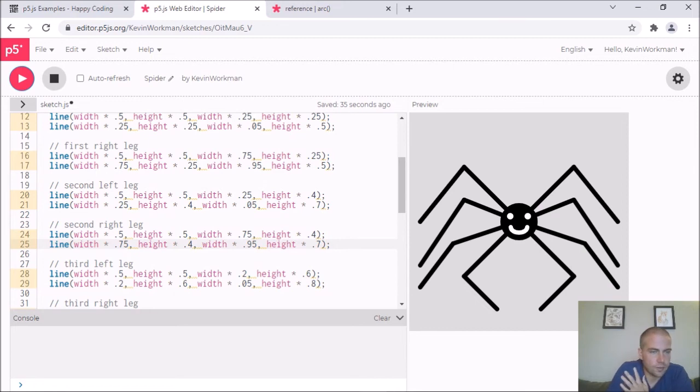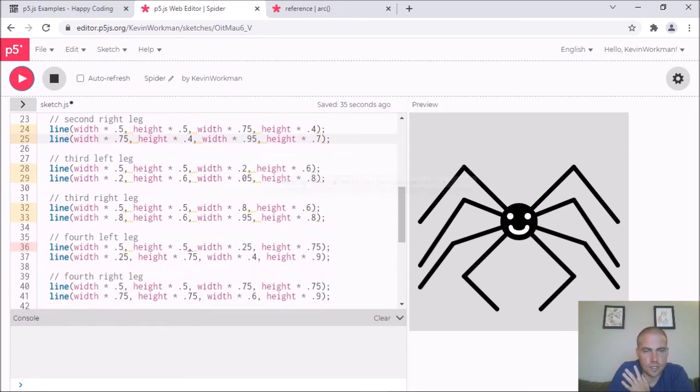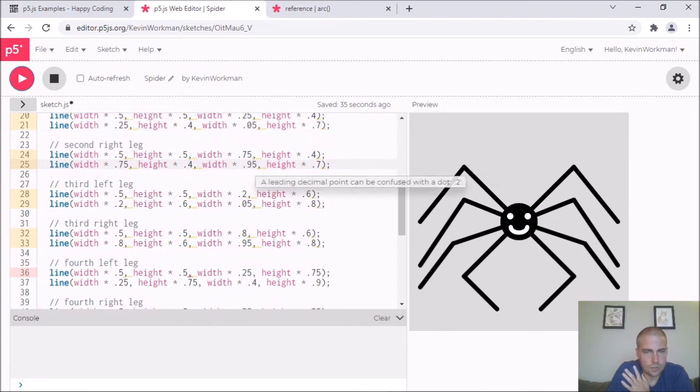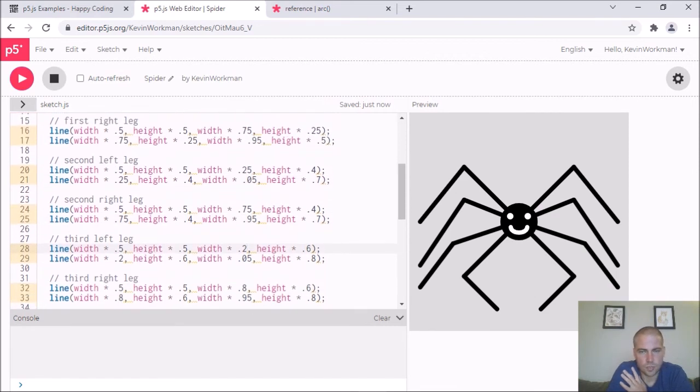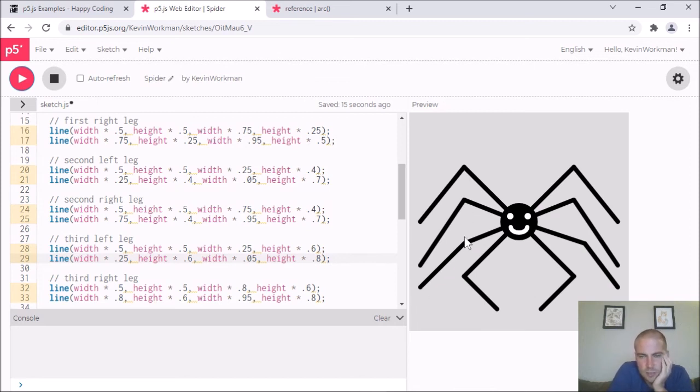Okay, so let's go to the third left leg. Right now it ends at width times 0.2, which I want to be 0.25. Is that right? 0.25, yeah, I think so. So it's not going to move much, it just moves a little tiny bit. Oh wait, no, I'm dumb. I'm thinking of this endpoint, so this endpoint. It still didn't move much, but that's okay.